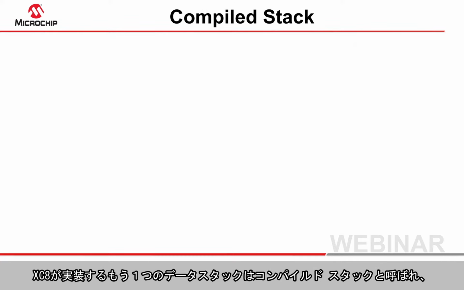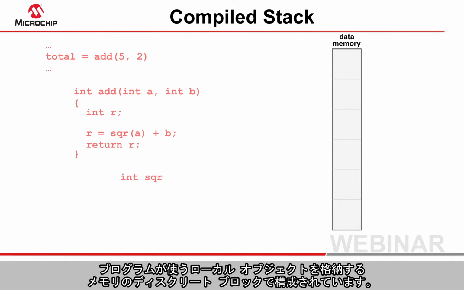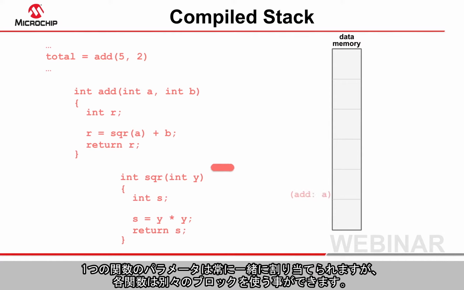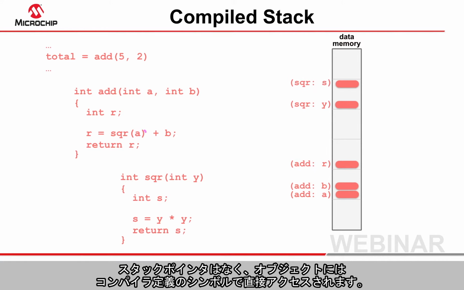The other data stack implemented by XC8 is called a compiled stack and is comprised of discrete blocks of memory that hold the local objects used by a program. The parameters for a function are always allocated together, but each function can use its own block. Auto and temporary variables can be spread over several blocks. There is no stack pointer, and objects are accessed directly using a compiler-defined symbol.